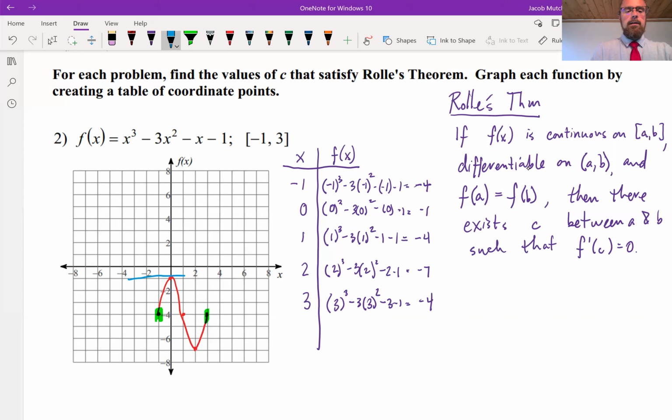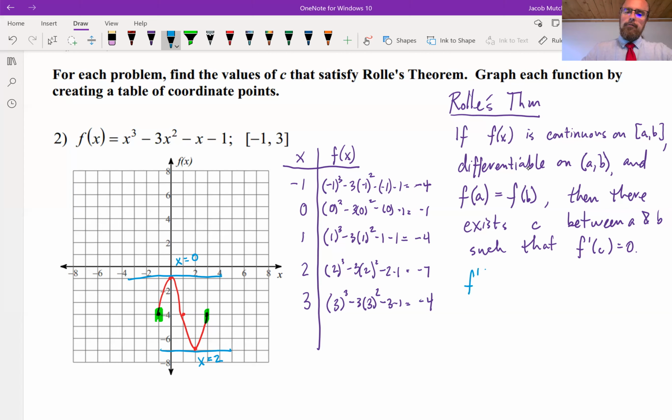So I see definitely here at the maximum at x equals 0, that tangent line has a slope of 0. Also, at this minimum value at 2, the derivative has a value of 0. The tangent line to the original graph at 2 has a slope of 0. So those are my hypothesis. I think that those are the two critical points. Let's prove it by taking the derivative of the function.